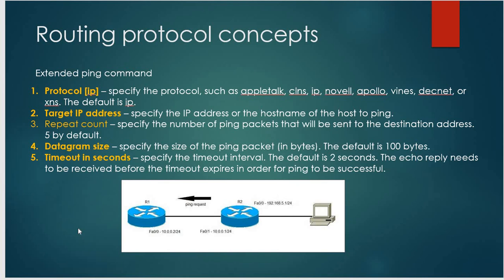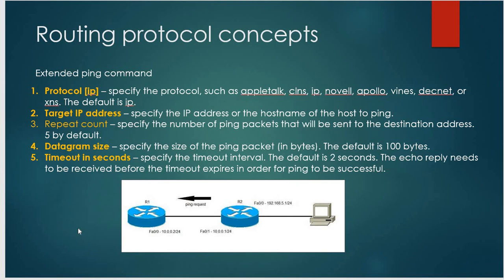And number 4 is the datagram size. Datagram is the non-reliable communication in TCP/IP. So we can say UDP also uses a datagram protocol. So it sends out datagrams of 100 bytes size.